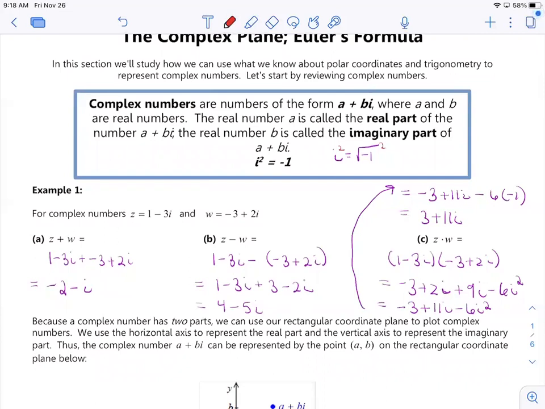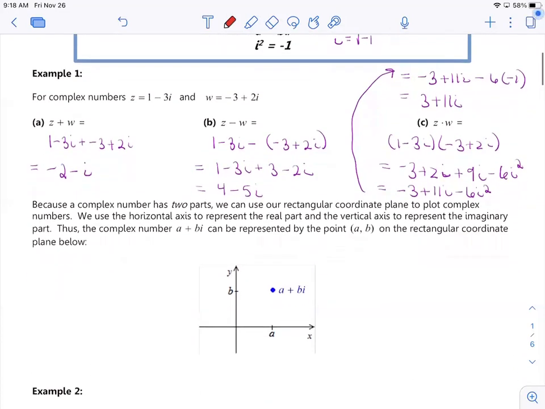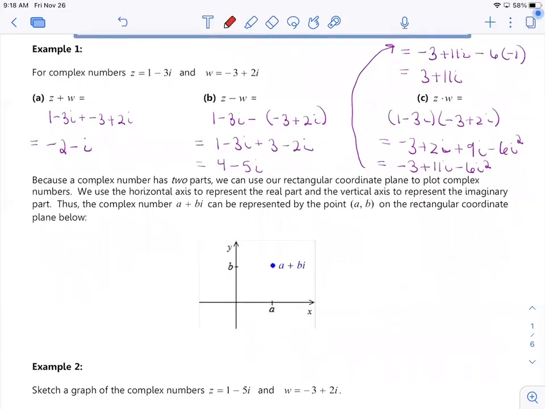Okay, so that takes care of those basic operations with complex numbers. So the next piece we're going to talk about is how to plot this on a complex plane. Because complex numbers have two parts, we can use our rectangular coordinate system to plot complex numbers. We use the horizontal axis, which is known as our real axis, and we use the vertical to represent our imaginary. All right. So if I have a plus bi, you're going to go over the a part horizontally, and you're going to go up or down the imaginary part.